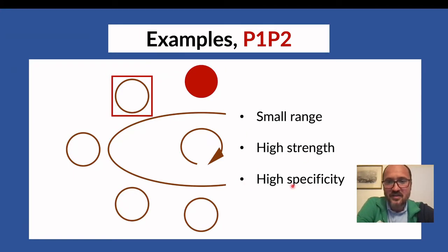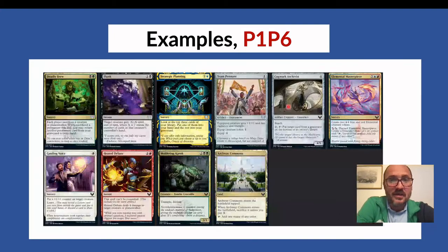So it has high strength and it has high specificity, because we know that at least one person next to us will 99.9% not draft Silverquill, because if they are doing it, I have no idea what they decided based on their first pick. Right. So let's move a bit further downfield, and this is pick 1, pack 6.